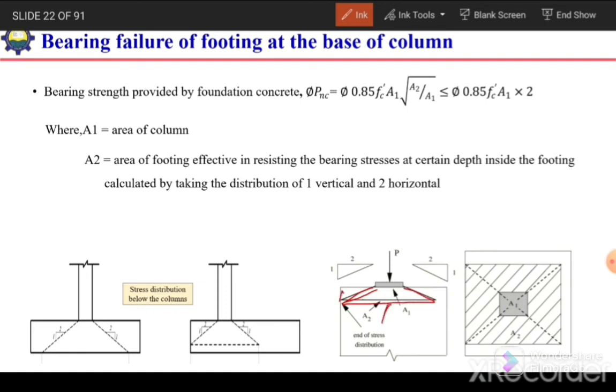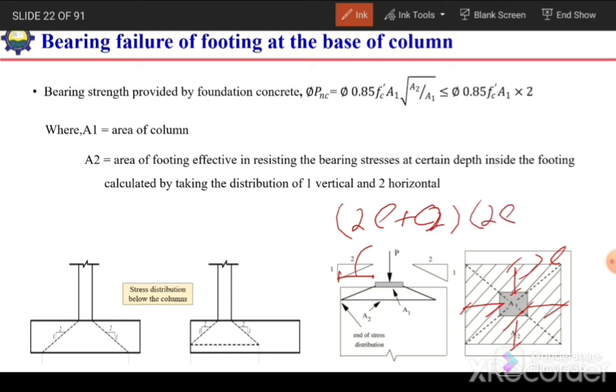So the area at this level will be considered, and if we see in the plane, it will be like this. So whatsoever is this much distance, this will be considered on this side, as well as on this side. So it will be considered on 4 sides. So what we need to do, if it is L, so (2L plus C2) times (2L plus C1), it will be equal to A2.